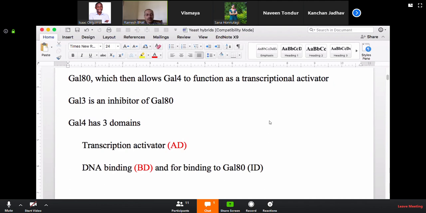And if they interact together, can they behave like a transcription factor? If they interact, it may not be exactly the ideal transcription factor, but they can behave like a transcription factor. So I'll repeat. If the two proteins do not interact, they do not work as a transcription factor. If the two proteins interact, they work as a perfect transcription factor.